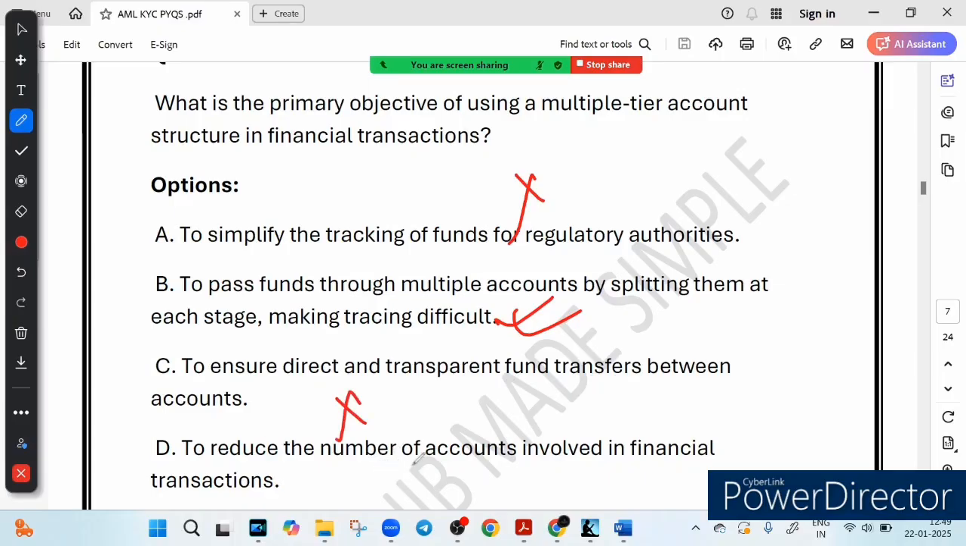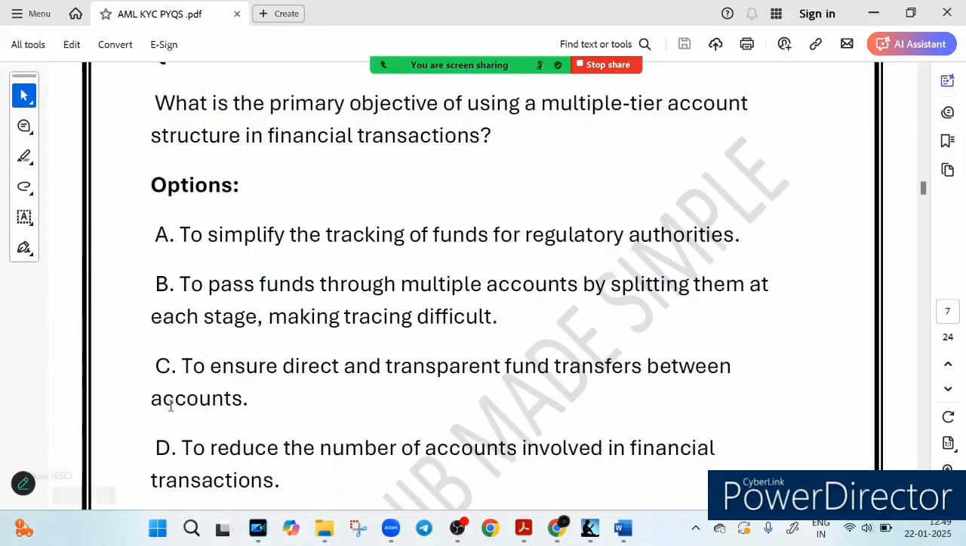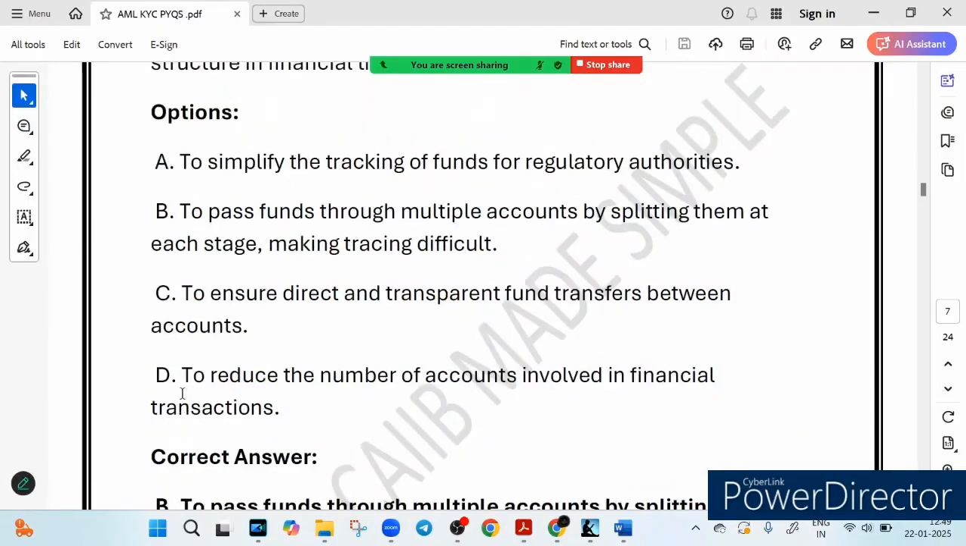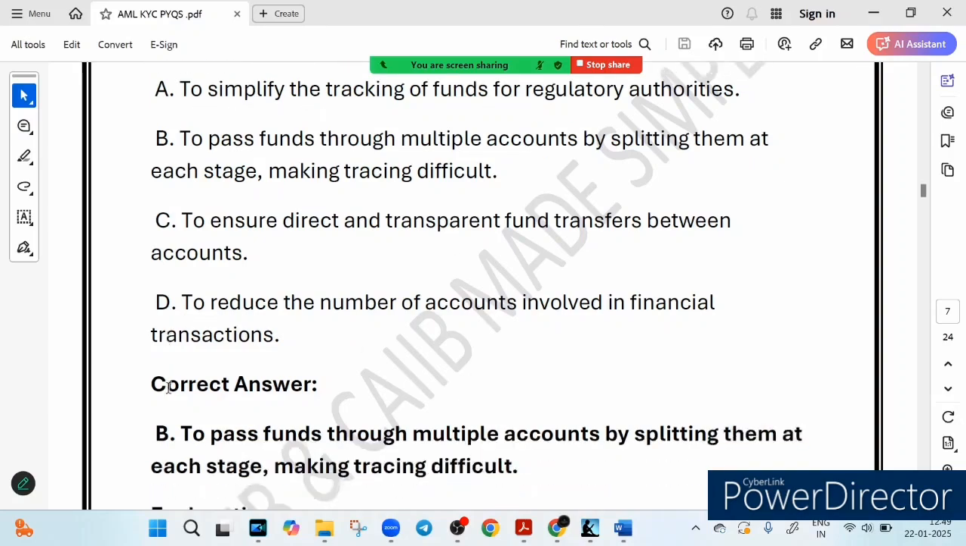Option D says to reduce the number of accounts involved in financial transactions. This is also incorrect, because multi-tier structuring increases the number of accounts involved, making it harder for investigators to follow the money trail. That is why option B is correct. So here's a quick recap. Option A, simplified tracking, no. Option B, pass funds through multiple accounts, yes. Option C, create transparency, no. Option D, reduce accounts involved, no.